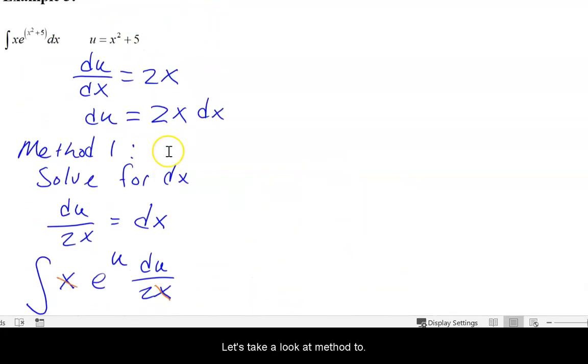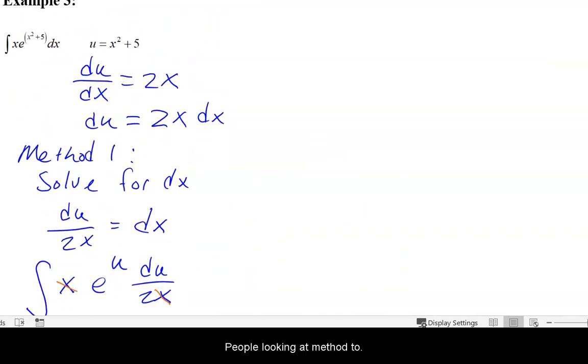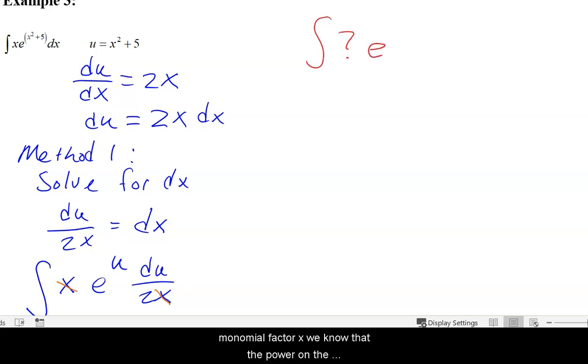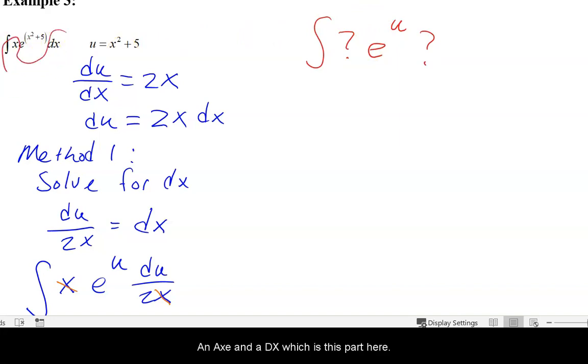Let's take a look at method 2. If we're looking at method 2, we are looking at the integral. We know we had the monomial factor x. We know that the power on the exponential will become u, and we need to know about the differential. Those are the parts where the question marks are. How much of that is in the differential for du and how much is not? If I look now at the differential du, the question marks represent an x and a dx, which is this part here.